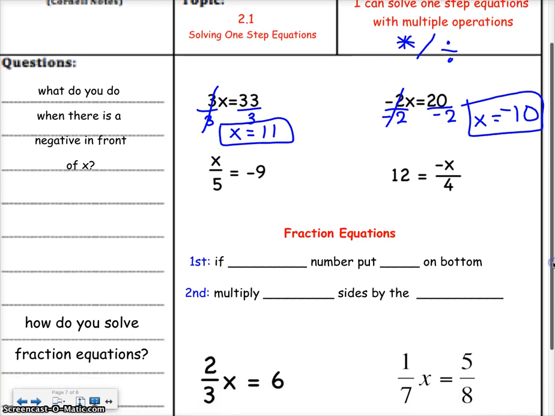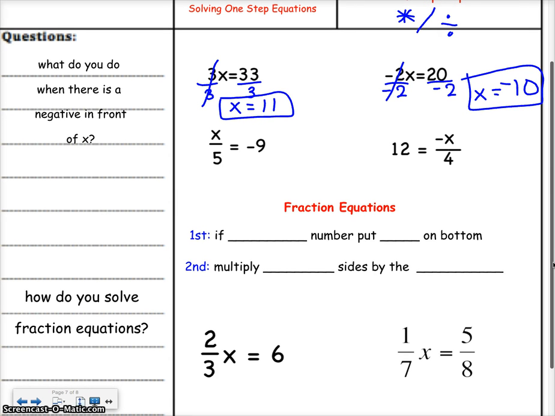Again, I always read my problem aloud. X over 5, or x divided by 5 is negative 9. What's the inverse of divide? Multiplication. Multiply. So I'm going to times, see how I used it as a dot, not an x? So I put dot 5 to both sides. That cancels out my 5, and you get x equals negative 45.